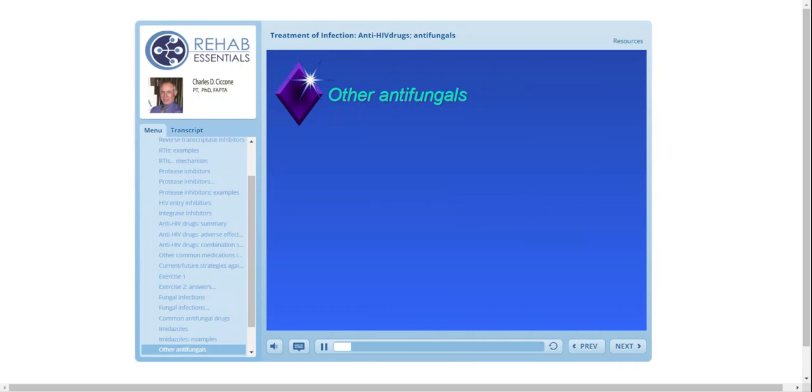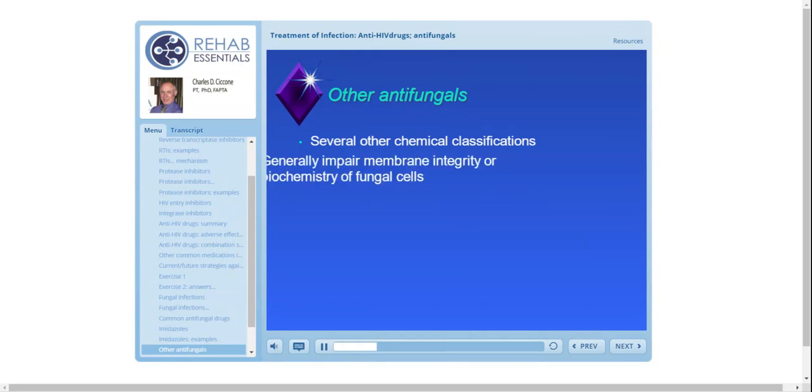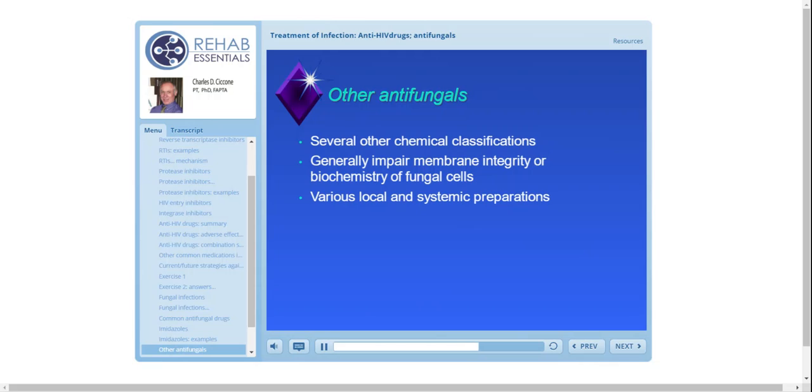That was our group of imidazole drugs. There are other antifungals that are classified according to their chemistry, and same thing, they generally impair the membrane integrity or the simple biochemistry of the fungal cells. Once again, focusing on maybe some unique aspect of the fungus that's different from the human cell. But we still have that same restriction of how toxic are they? And if they're too toxic to be used systemically, they are restricted to local use.